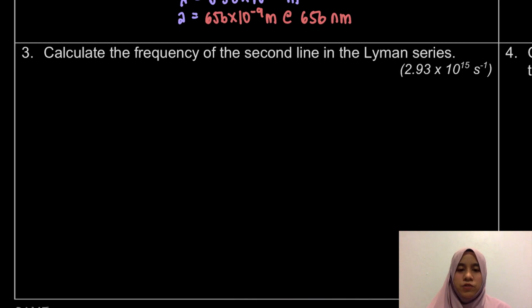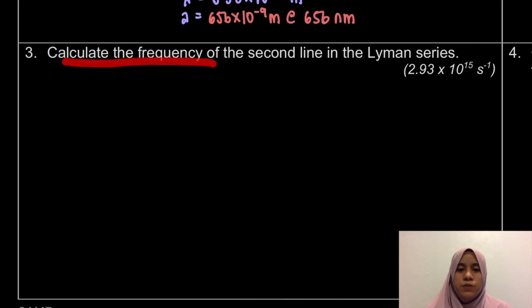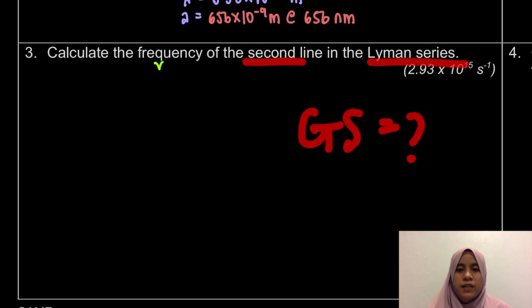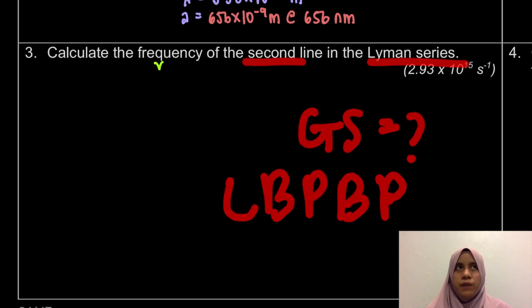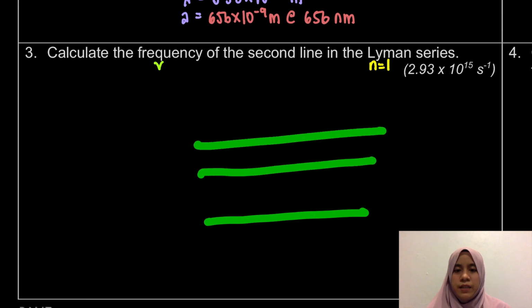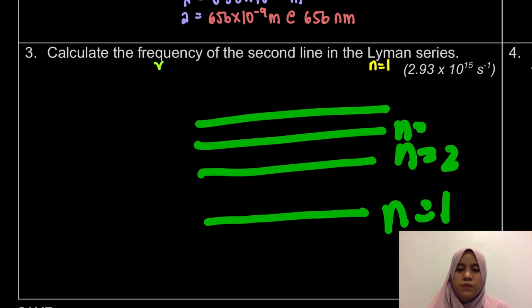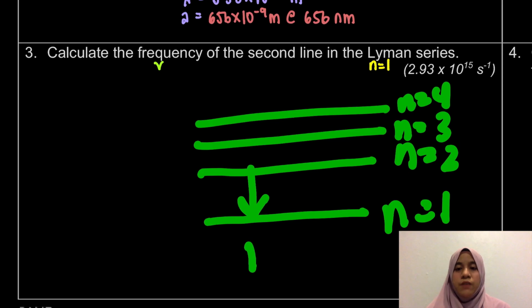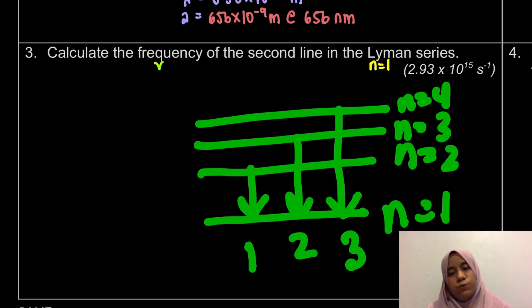Okay, question 3. Calculate the frequency. So frequency ni, what is actually our frequency? It's actually V of the second line in Lyman series. So remember, Lyman balik pasal berapa tu? Dia Lyman. So n equal to 1. Okay, tapi dia kata the second line. The second line tu, kalau Lyman series, first possibility kita, yang mana? First possibility n equal to 2 to n equal to 1.